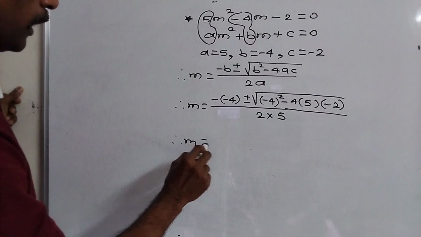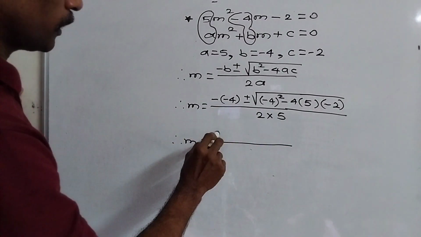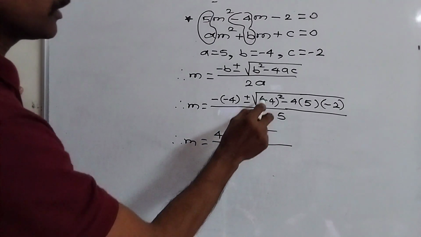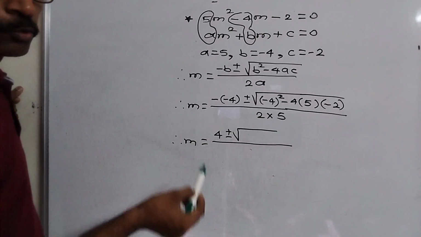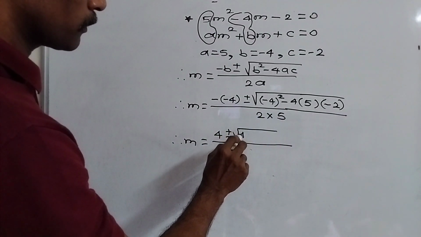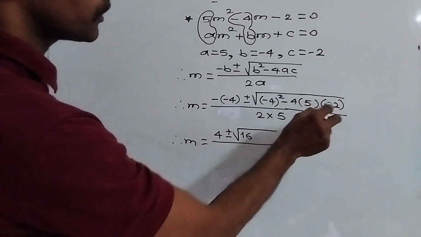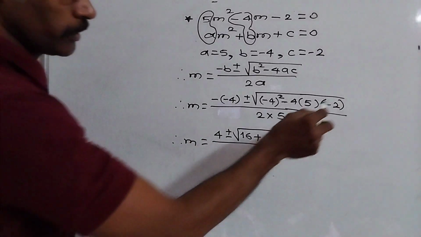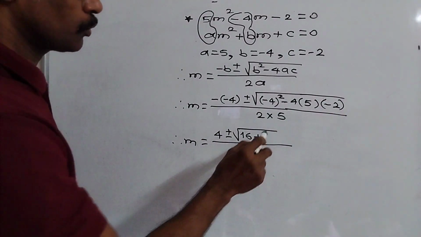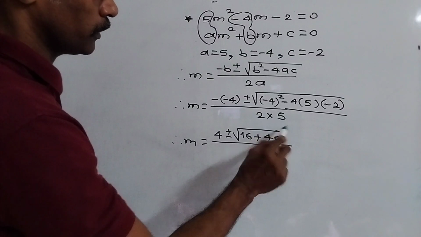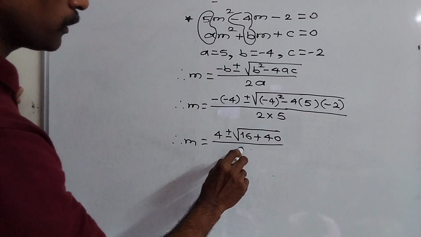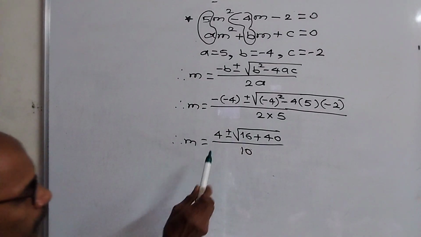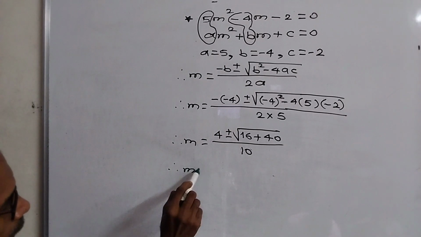Therefore m is equal to minus into minus, plus 4, plus minus square root of minus 4 square, 16. Here minus into minus plus 4 into 5, 20, into 2, 40. Upon 10, or keep it as it is, 2 into 5. No problem at all.